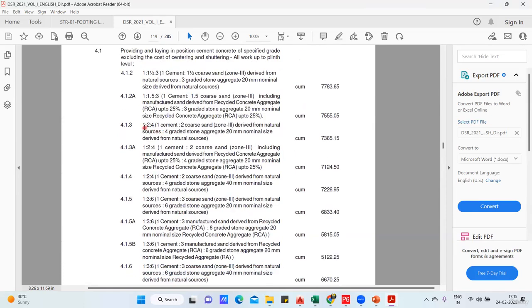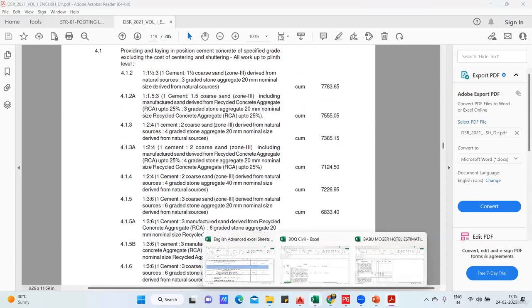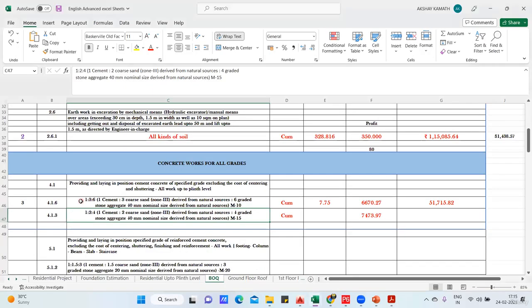If you're using a PCC of grade M15 of ratio 1:2:4, where 2 belongs to your coarse sand and 4 is your graded stone aggregate and 20 is your nominal size, then you can take this particular rate. But in my project, I told you that everywhere I'm going to make use of M10 grade of concrete for the PCC work. That is why I've written this one, just for our understanding.